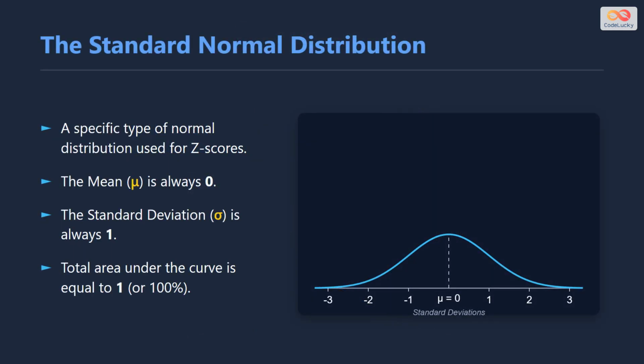First, let's understand what we are working with. The standard normal distribution is a special bell-shaped curve. It has two key properties. The mean, represented by the Greek letter mu, is always 0. And the standard deviation, represented by sigma, is always 1. The total area underneath this entire curve is exactly 1, which represents 100% probability.